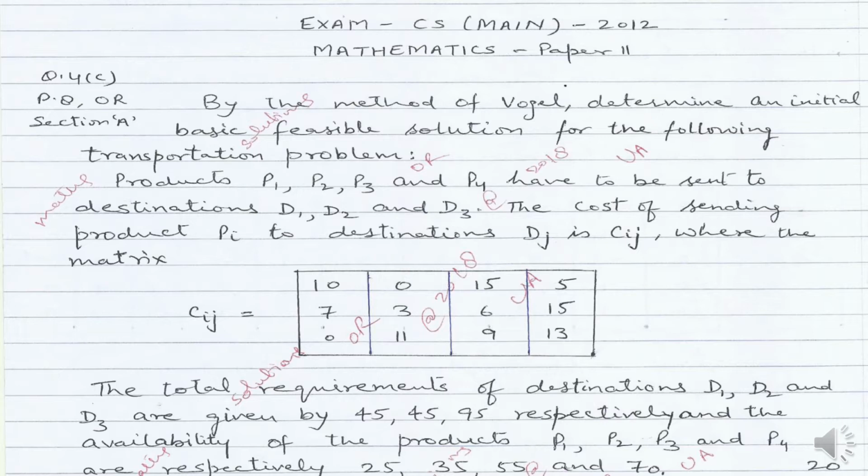The total requirements of destinations D1, D2 and D3 are given by 45, 45 and 95 respectively, and the availability of the products P1, P2, P3 and P4 are respectively 25, 35, 55 and 70, and this question is of 20 marks. So we will first decide what is demand and destinations and supply stations.